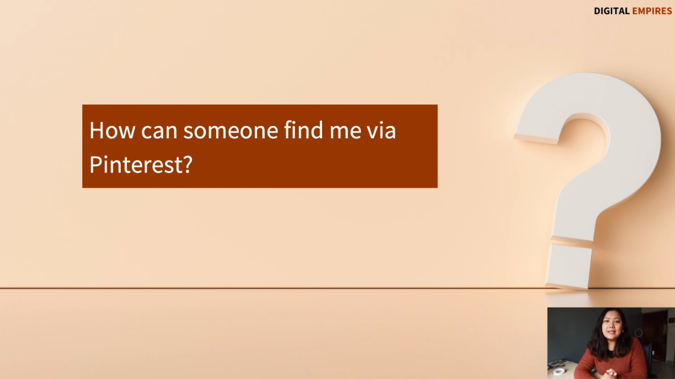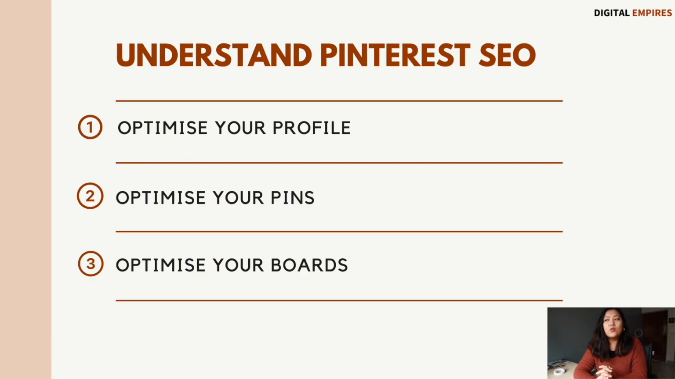Now, there are 3 key things here that you need to keep in mind when it comes to understanding Pinterest SEO. Number 1, optimizing your profile. So the number 1 place where people can find you is the profile that you have curated for them, which is going to be a collection of your pins. And if that profile is not optimized, they're not really going to be able to find you or click through to your products. Number 2, how to optimize your pins. That's also a part of Pinterest SEO. And number 3, optimizing your boards.